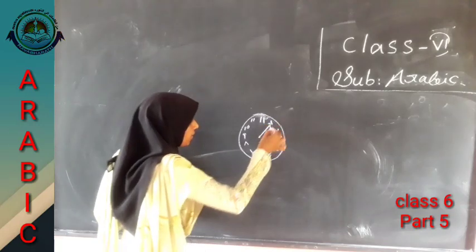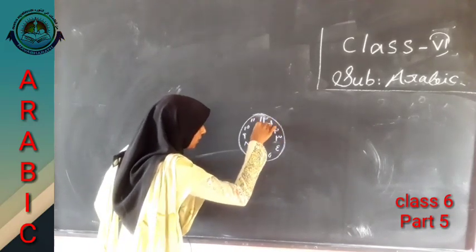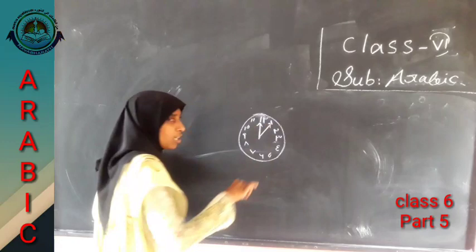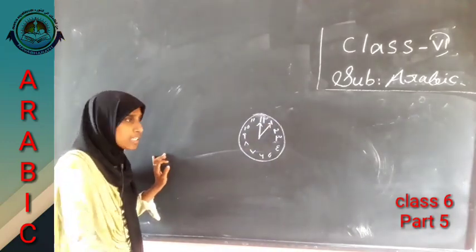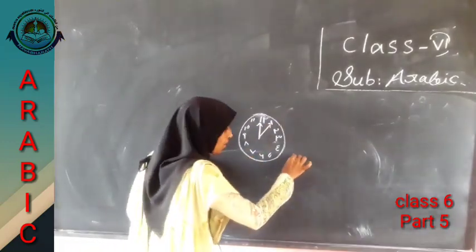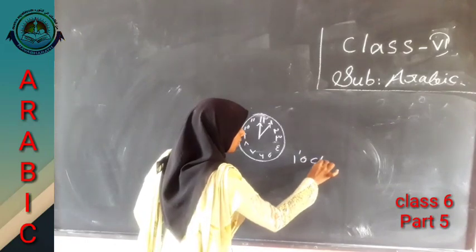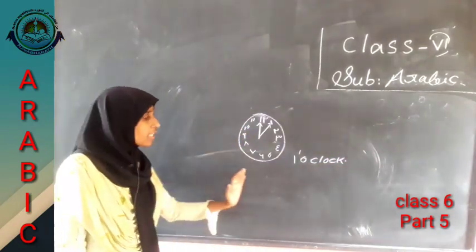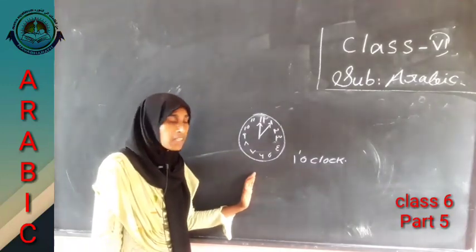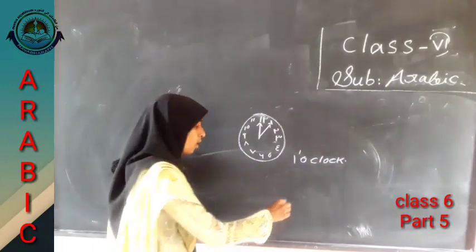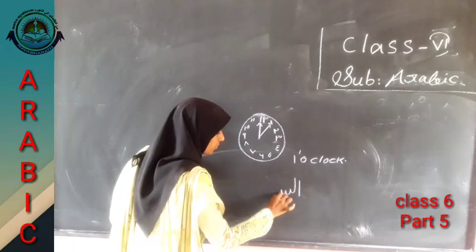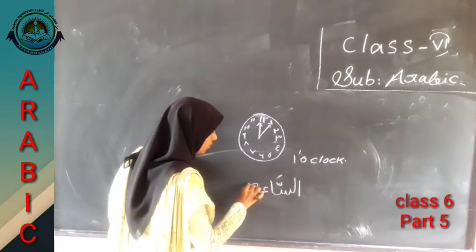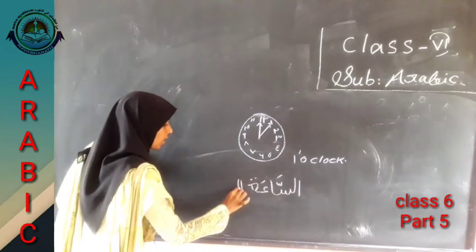12, 6, 3, 9, 1, 2, 3, 4, 5, 6, 7, 8, 9, 10, 11. Then our hour needle is on 1 and the minute needle is on 12. What is the time now? Yes, 1 o'clock. Then how can we say 1 o'clock in Arabic? As-sa'atul wahida, very good.